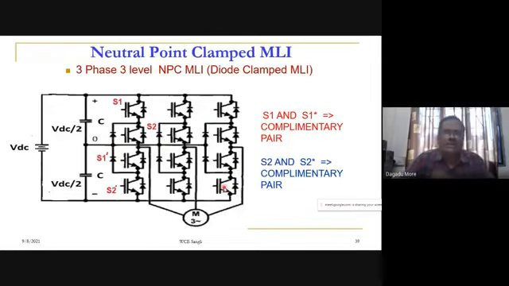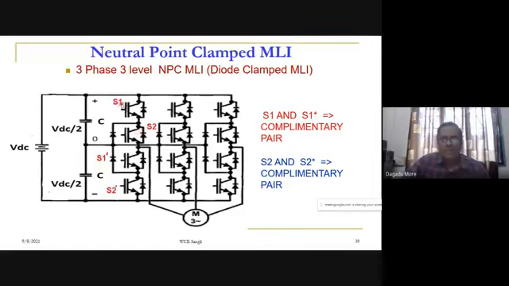So in all, this circuit requires 12 IGBTs. Each leg requires 4, and the number of legs is 3, and hence this circuit configuration requires 12 IGBTs. Then we require two capacitors for splitting the DC link, and we require 6 clamping diodes, 2 per leg. So these are the circuit components required.